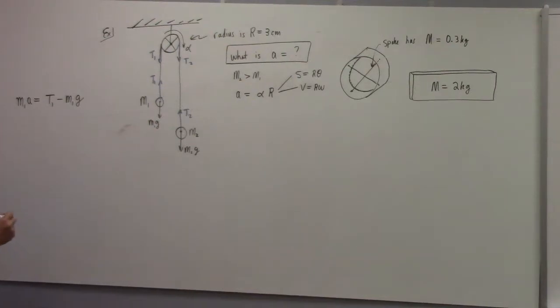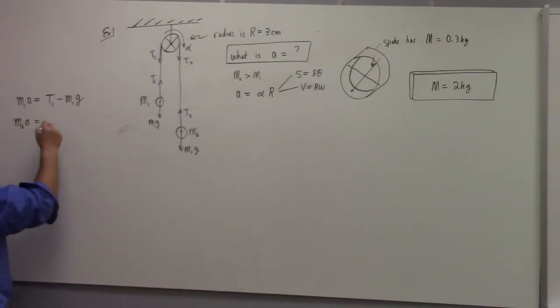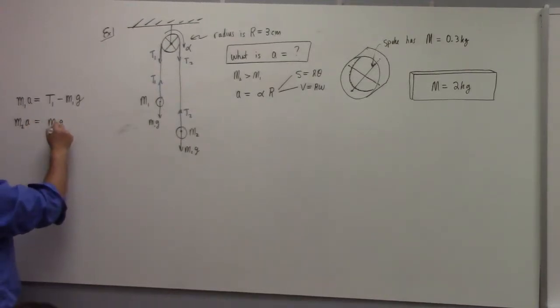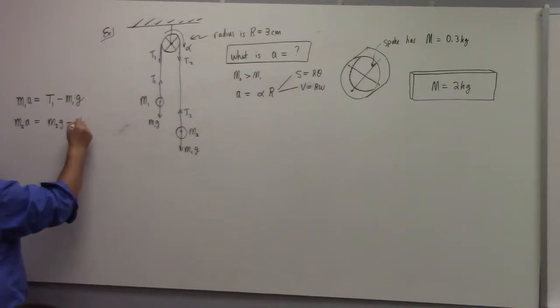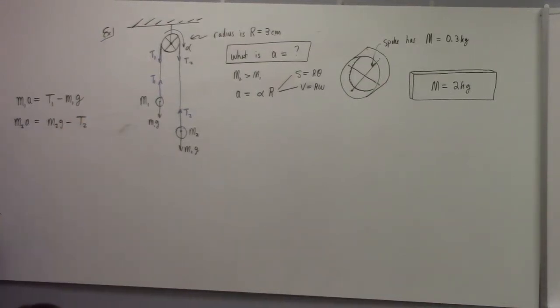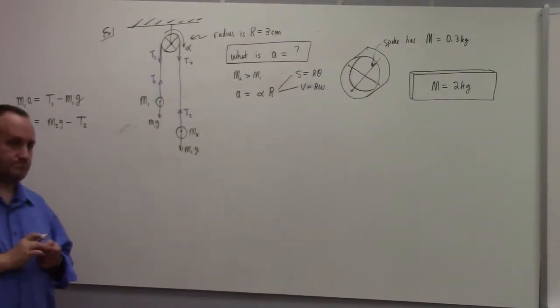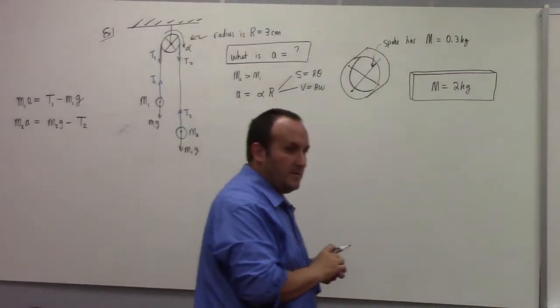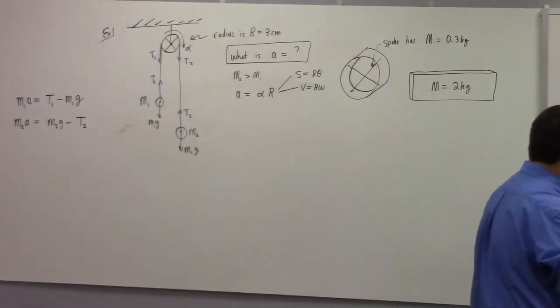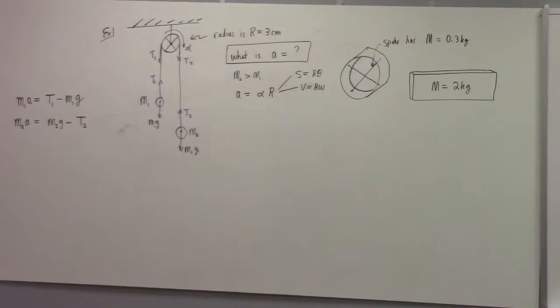And let's see here for M2, we have M2A is equal to, well, M2G minus T2. The third thing, which is new, is we also have to think about the sum of the torques on the pulley. So what's the net torque on the pulley?